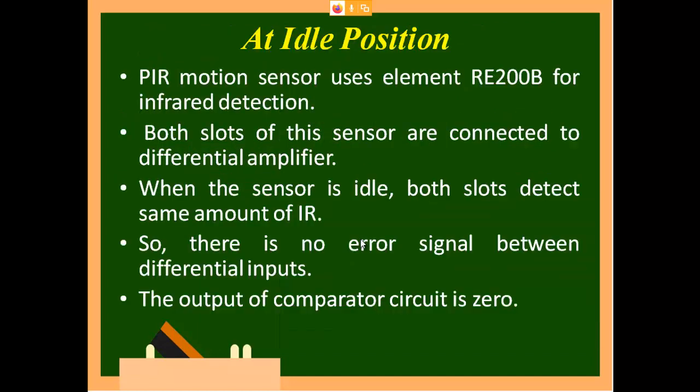So what will happen in the ideal case when there is no object or the object is not moving. In that case, the sensor uses an element RE00B for infrared detection.